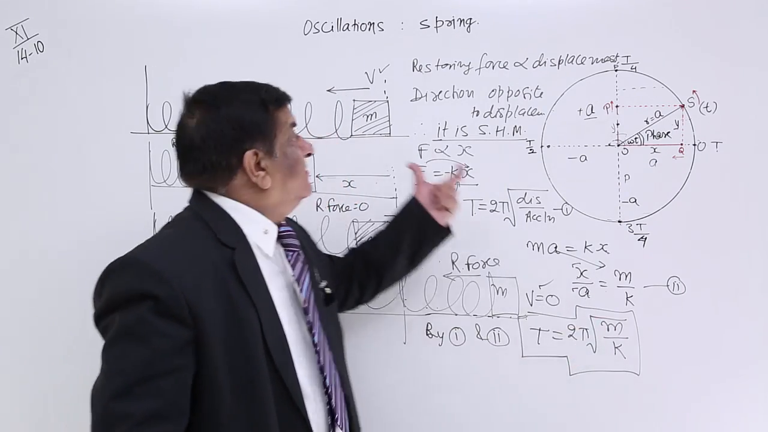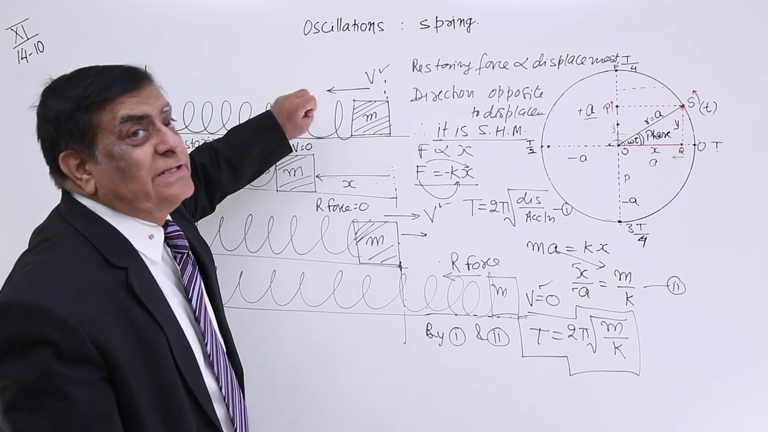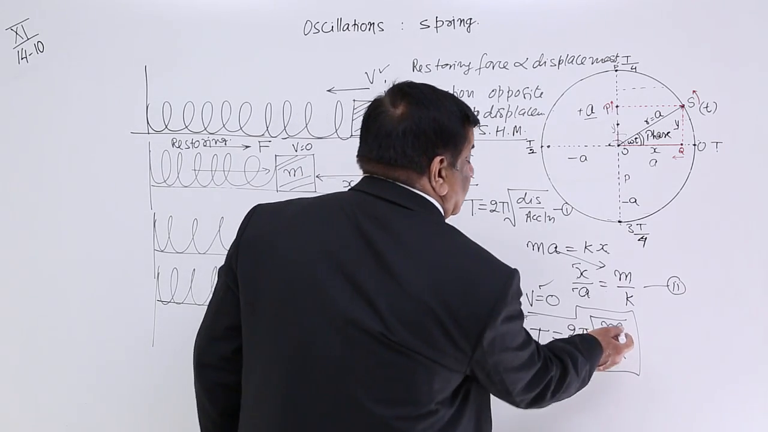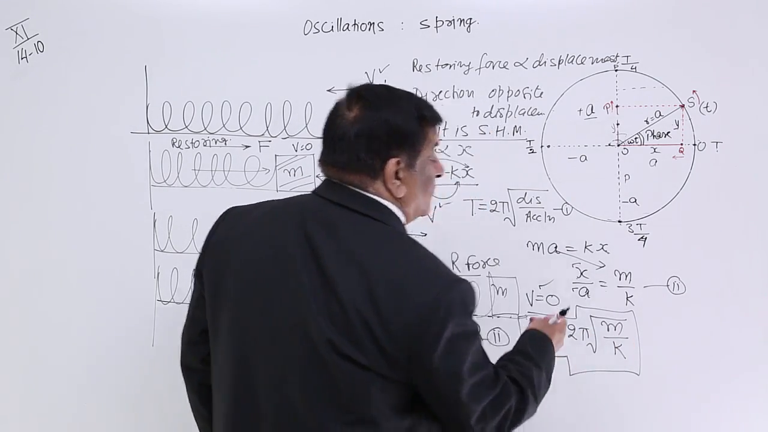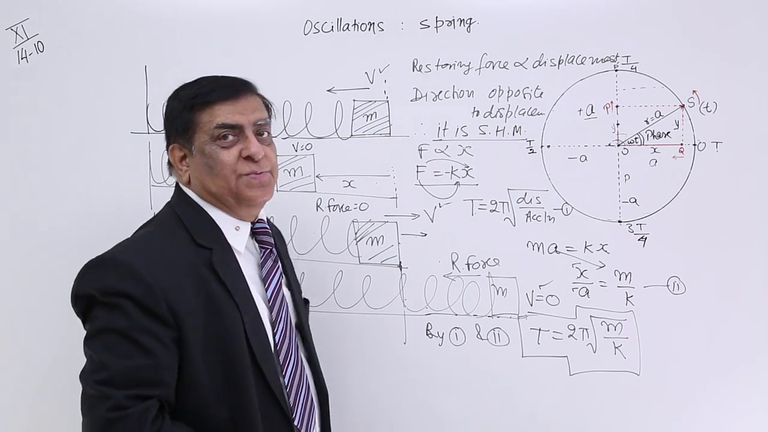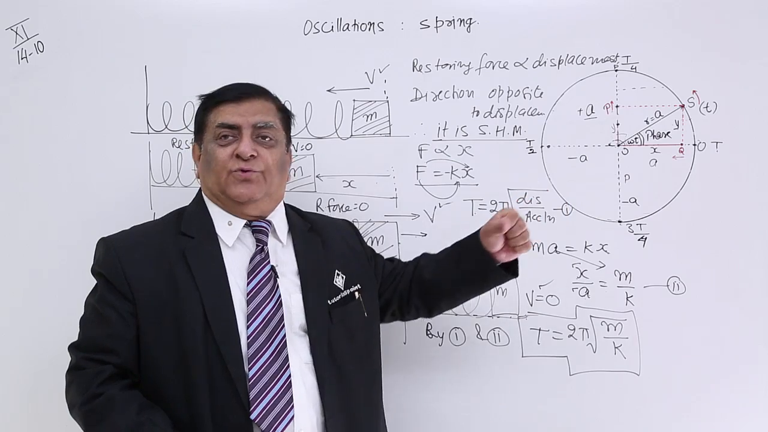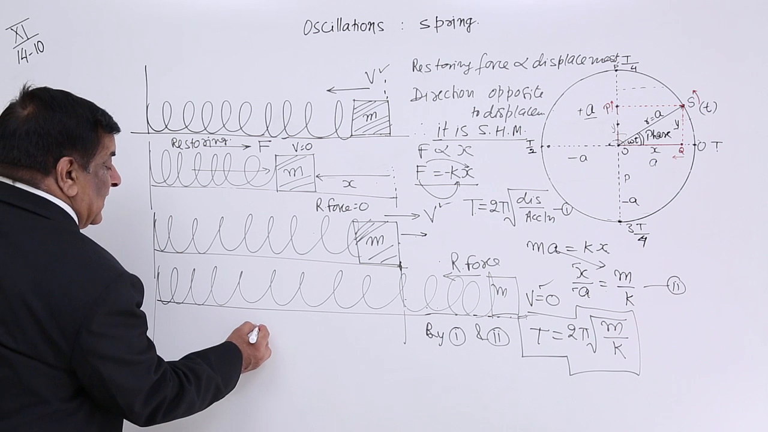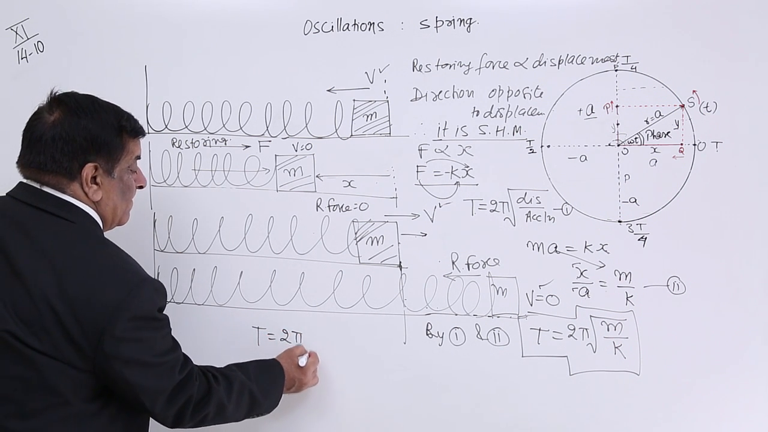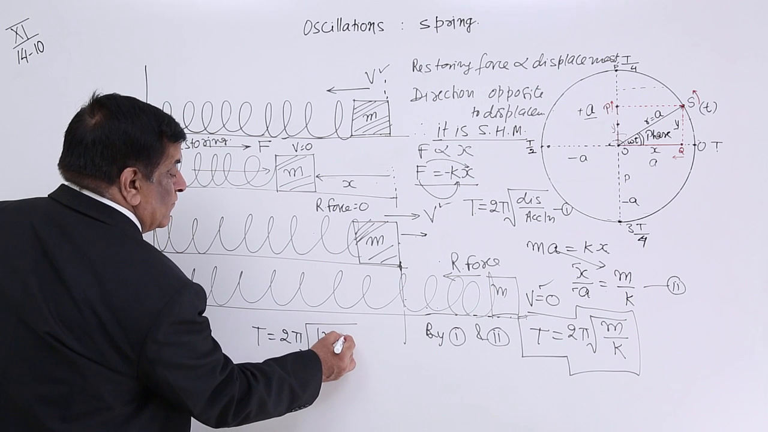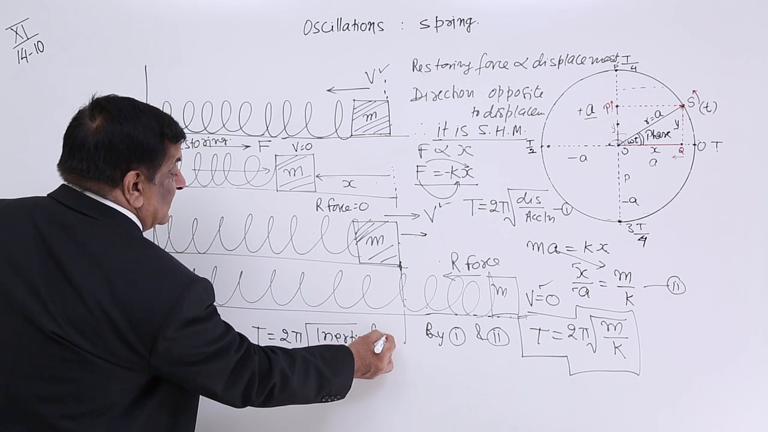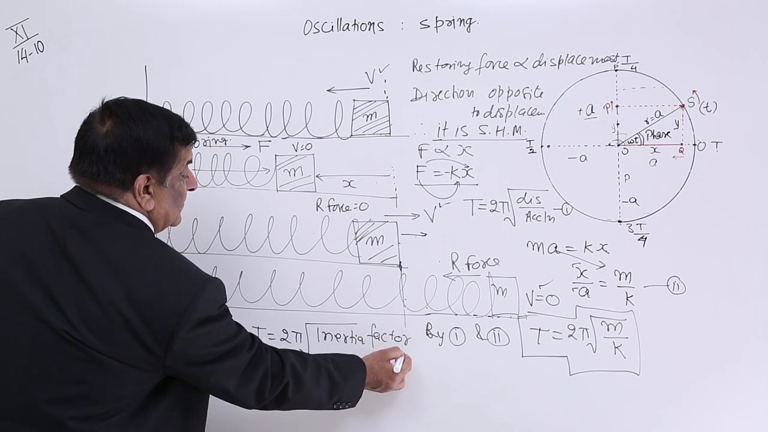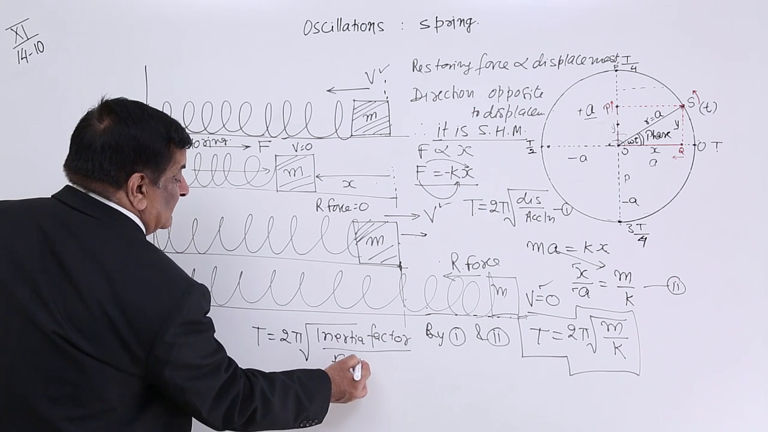This is mass. It is always trying to resist the motion. It is always trying to stop the motion. So this we call inertia. This k, the spring constant, is the force of the spring. It is always trying to bring it to the mean position. That is force. So we can write the time period as 2 pi root of the inertia factor, because it is always trying to slow down the motion, divided by the force factor.